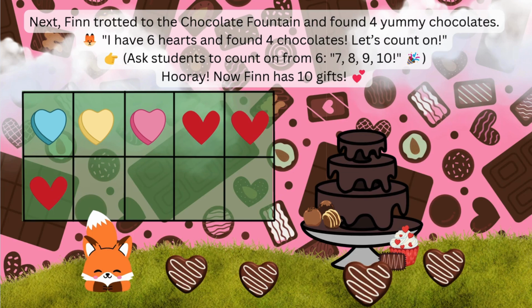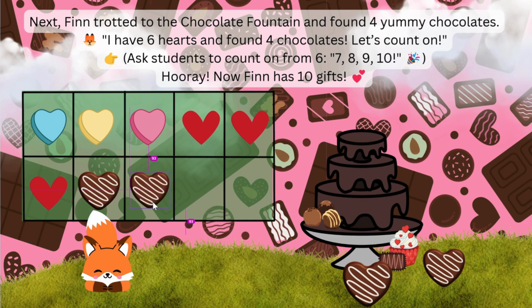Next, Finn trotted to the chocolate fountain and found 4 yummy chocolates. I have 6 hearts and found 4 chocolates. Let's count on. So he has 6 hearts, so let's count first. 1, 2, 3, 4, 5, 6. Let's count on the rest. What comes after 6? 7. Then what? 8. 9.